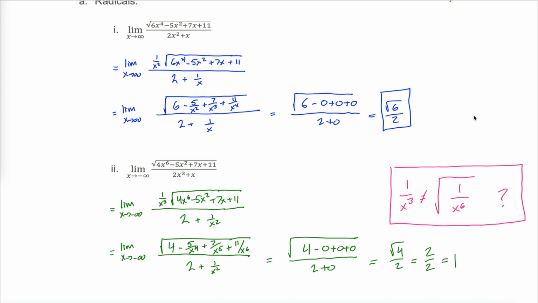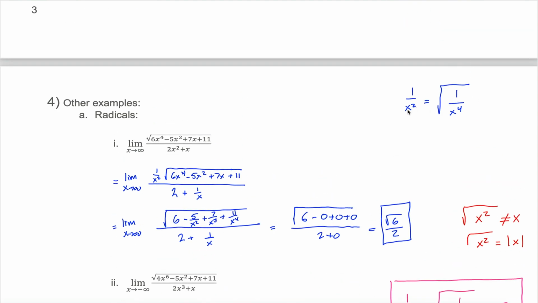Really what it comes down to is the fact that the square root of x squared is not just equal to x. The square root of x squared is equal to the absolute value of x. x and the absolute value of x are almost the same. In fact, they're exactly the same when x is not negative. But when x is a negative number, these produce different results. For that reason, really what I should have written up here is that the square root of 1 over x to the 4th power isn't 1 over x squared, but instead 1 divided by the absolute value of x squared.